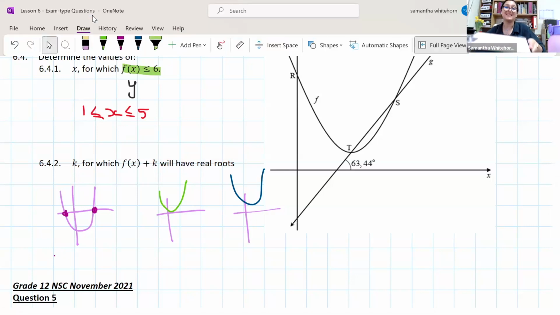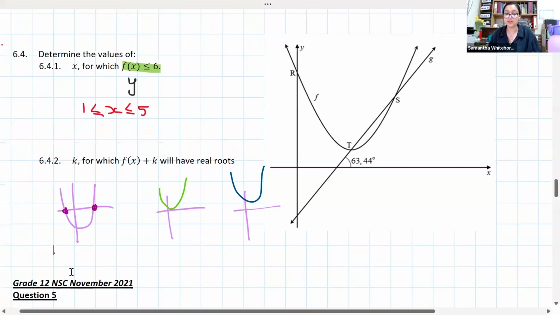Unequal because the x-intercepts are different from each other. They aren't cutting the x-axis at the same point. So this first scenario is two unequal roots.